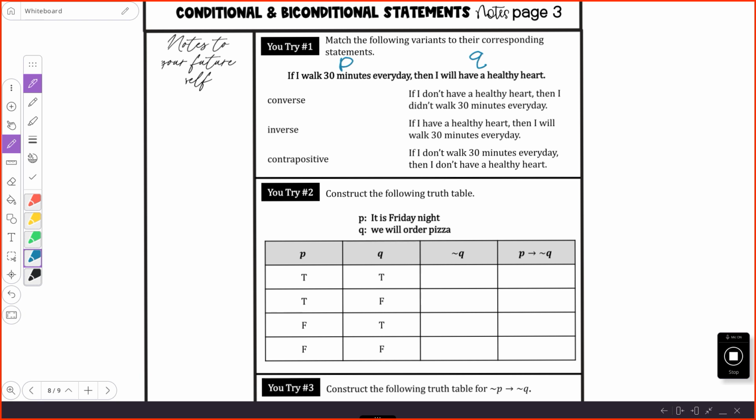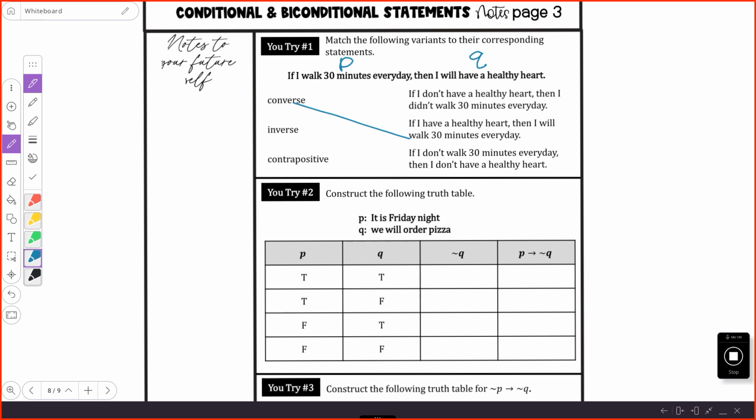My P is I walk 30 minutes every day. My Q is I will have a healthy heart. Converse means I'm switching them, so the Q should come first. So it should be if I have a healthy heart, then I will walk 30 minutes every day. So the converse is this one.